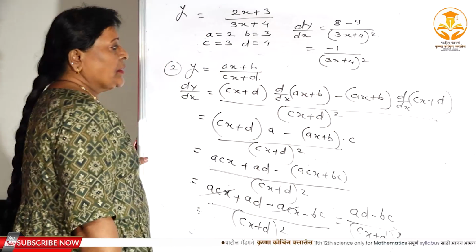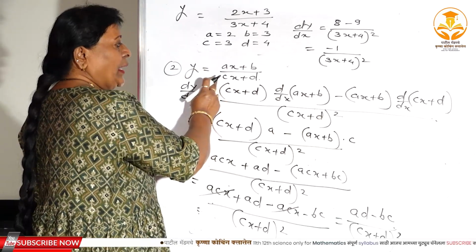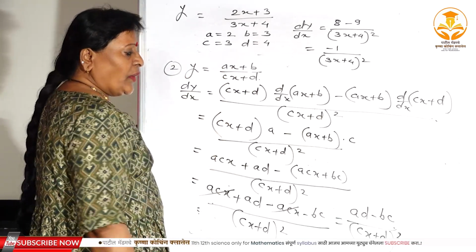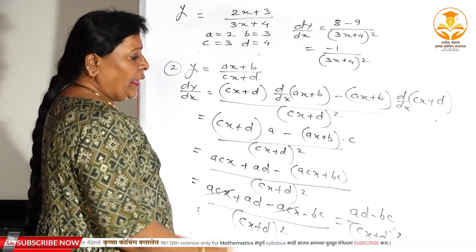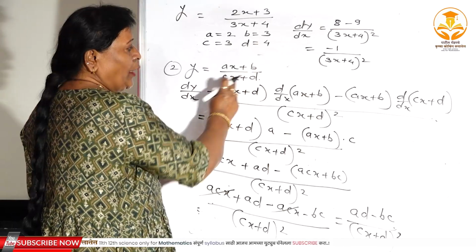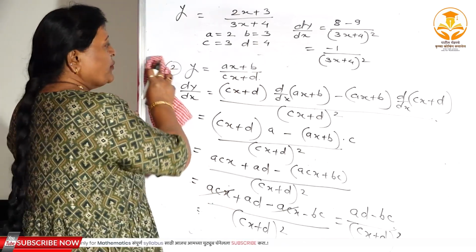Directly you can do this, right? Suppose your function is like this, (ax plus b) divided by (cx plus d), where a, b, c and d are the constants. And you have got the formula, that is ad minus bc divided by (cx plus d) whole square, isn't it? Again, some simple problem.